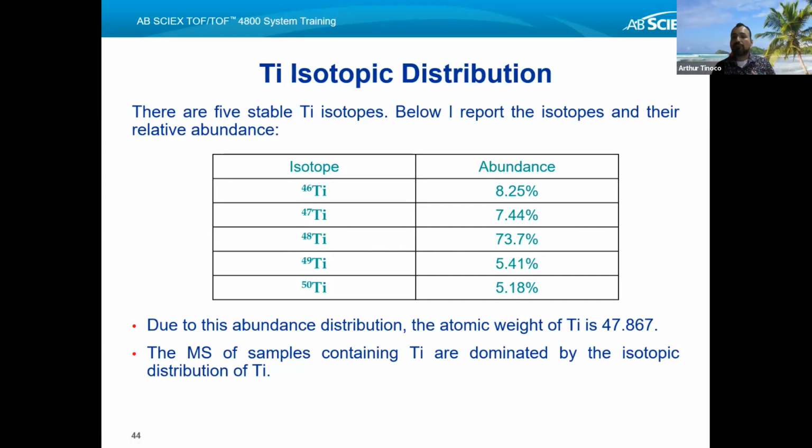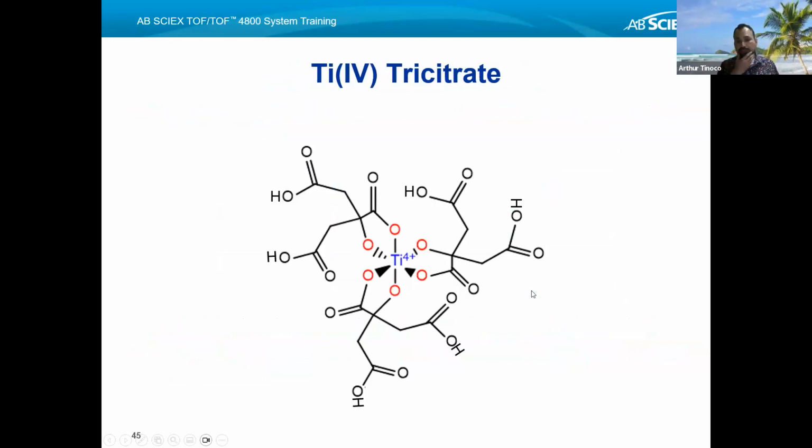So what I mean by isotopic distribution is that when you detect your species of interest, your ion of interest, you're going to see the isotopic contribution from all of the atoms that compose that molecule. So a molecule that has titanium, you will see the evidence of these 5 different isotopes. So let's look at a particular example.